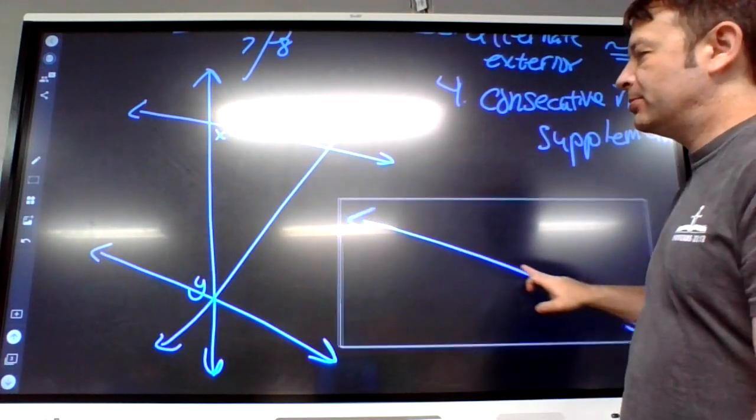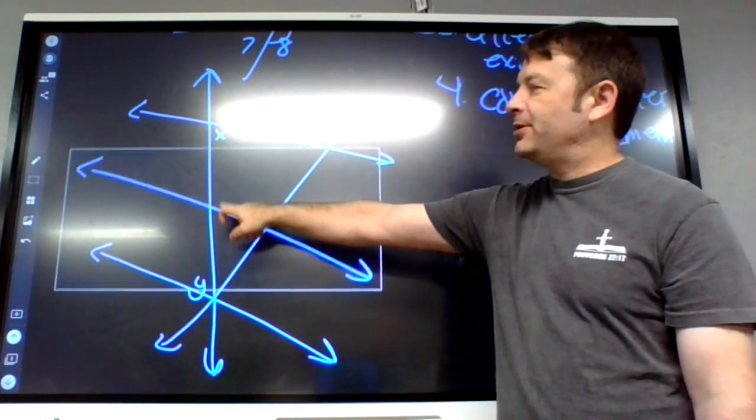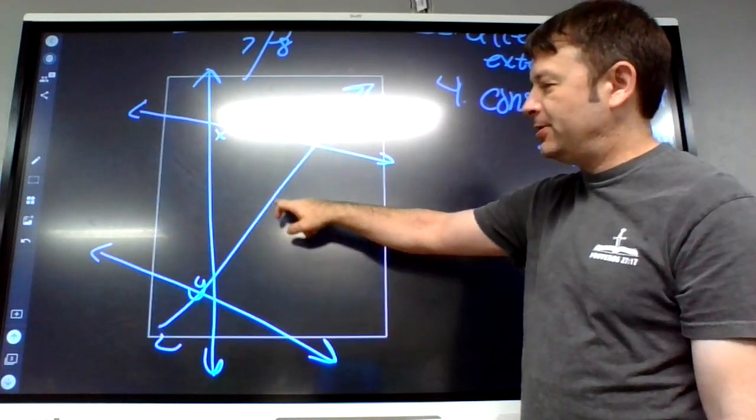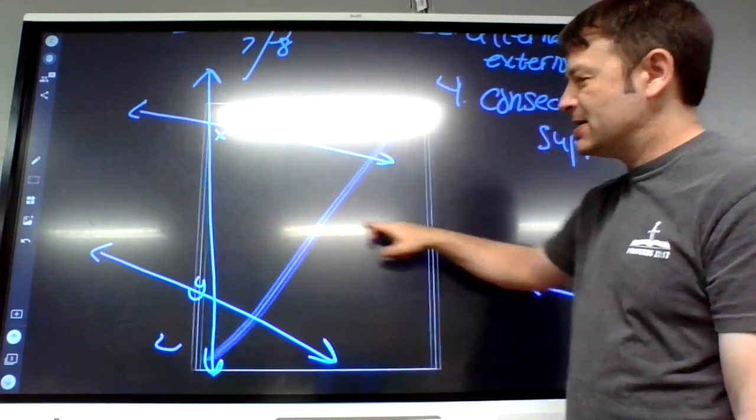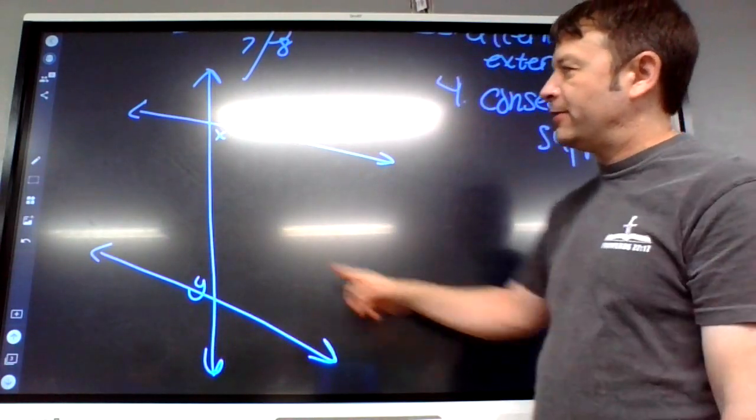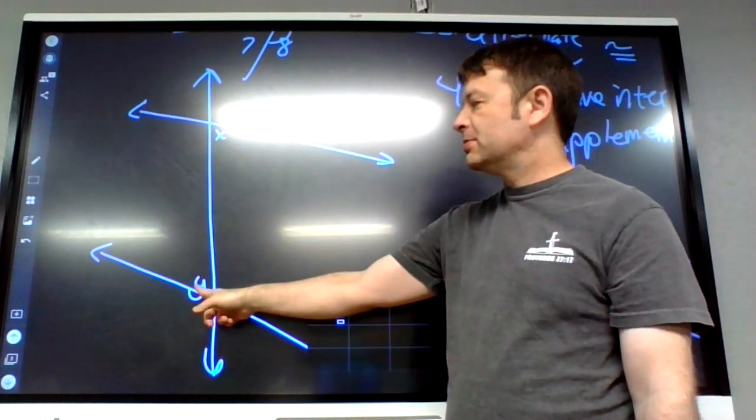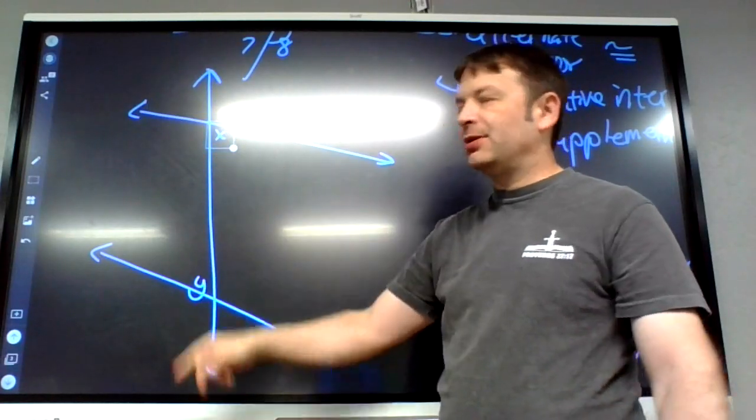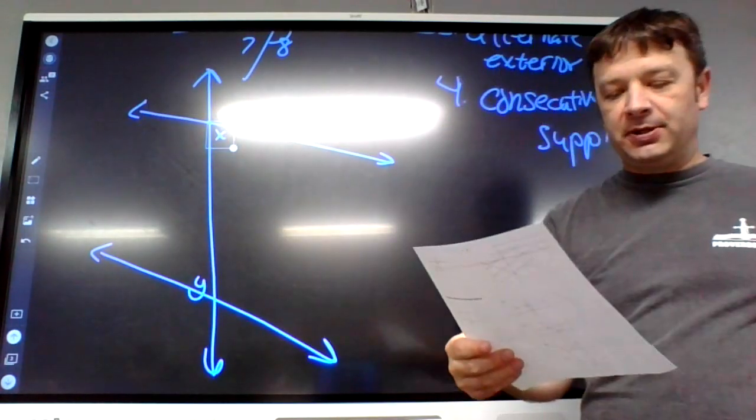So this line is not doing anything for us, right? So let me throw that one out. Is this line doing anything for us? No. So what do we have left? Alternate interior angles, just like number 3.